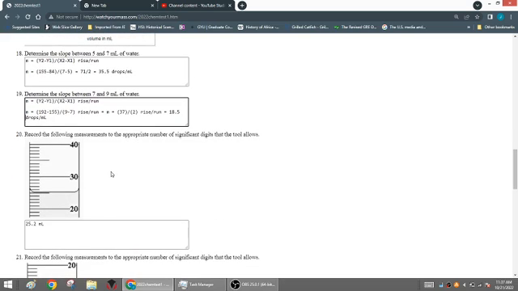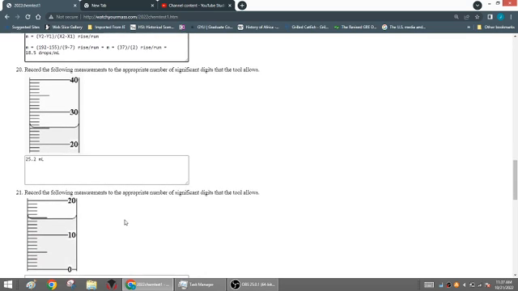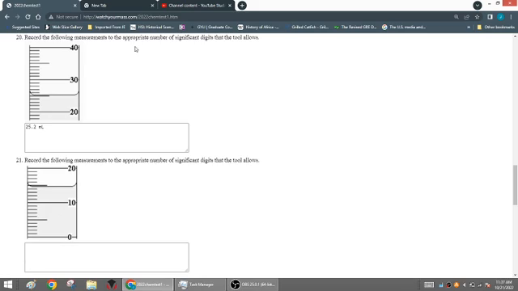All right, moving on. Record the following measurements to the appropriate number of significant digits that the tool allows. I showed you this earlier in the last video, but again, here's 20, here's 30. We have 9 graduations in between: 1, 2, 3, 4, 5, 6, 7, 8, 9. So 21, 22, 23, 24, 25, 26, 27, 28, 29, 30.